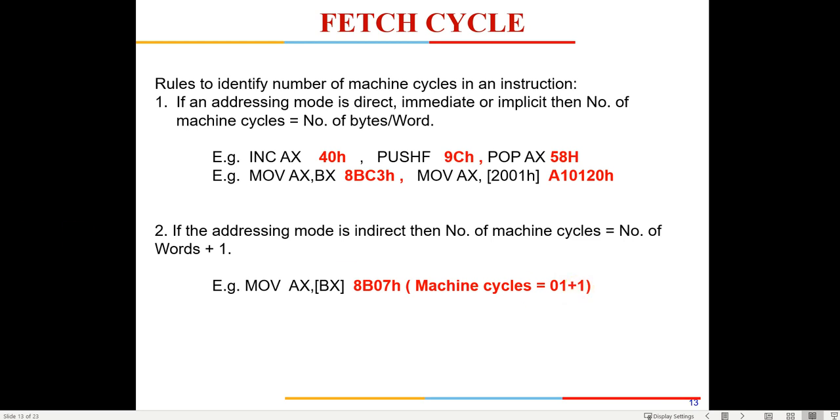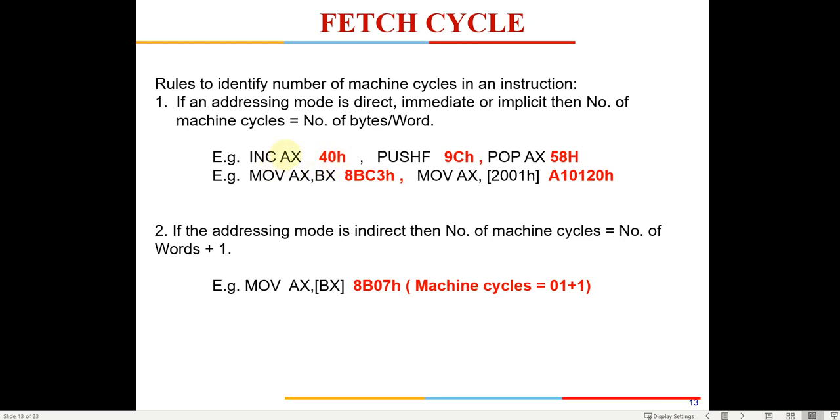So could you please explain the MOV AX, BX and MOV AX, [2001H] part again? I mean, how does it take one clock cycle? Okay, this is only one byte of information. So we just have to, when we are going to read this from the memory, this opcode will be brought into the BIU, right, and it will be decoded.